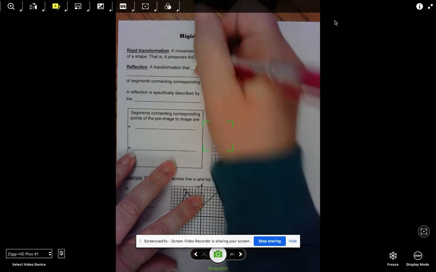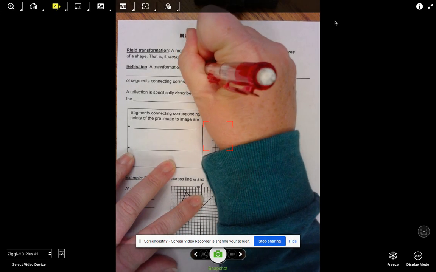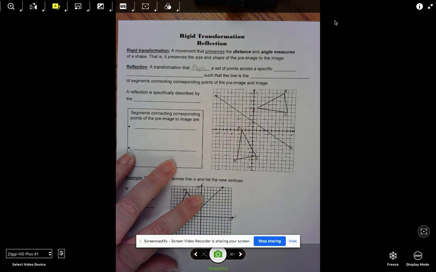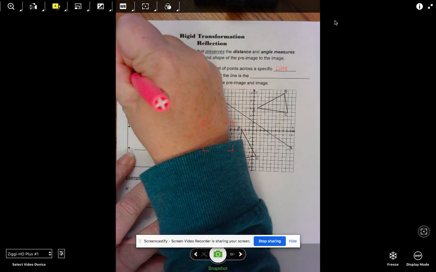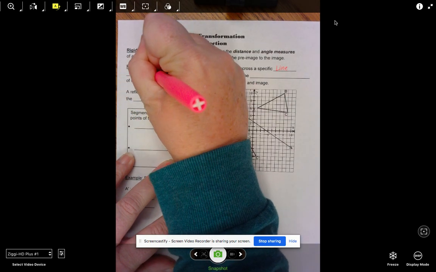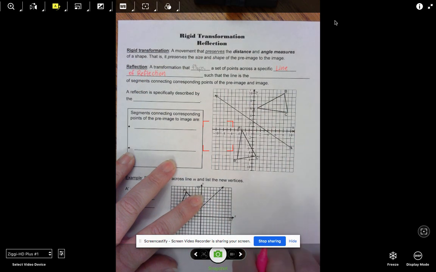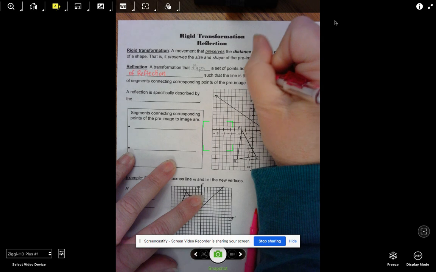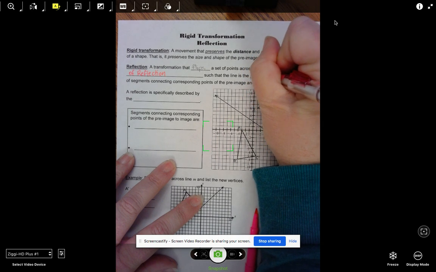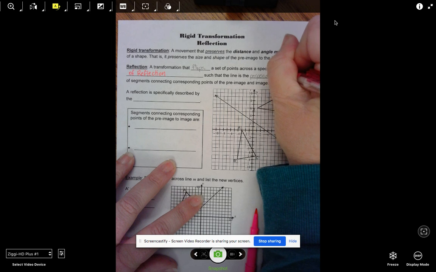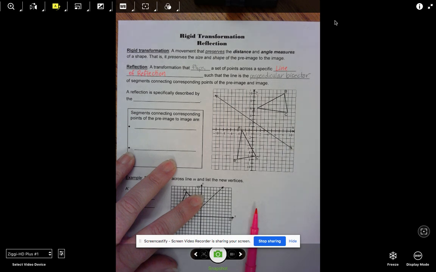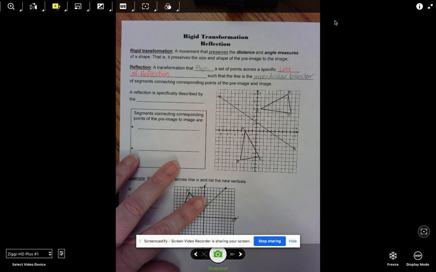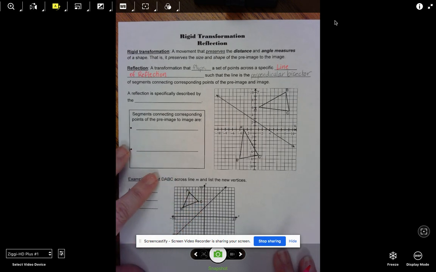So a reflection is a transformation that flips the mirror image, a set of points across a specific line of reflection, such that that line of reflection is the perpendicular bisector of segments that connect corresponding points of the pre-image and the image. Okay, so that means a couple of things, and we'll talk about that in a second.